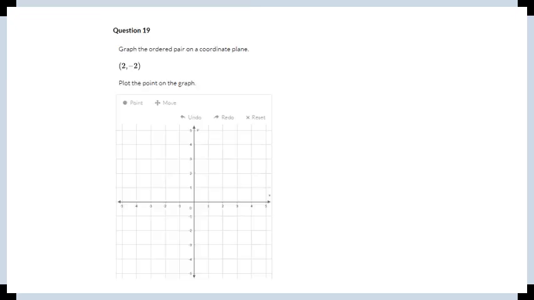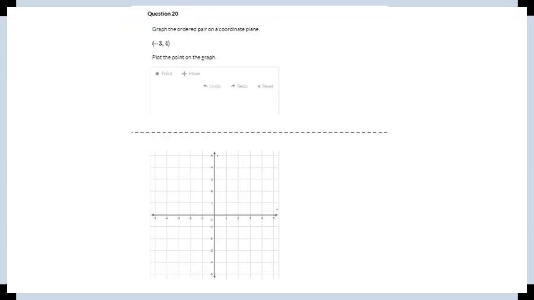Okay, 2, -2. We'll have to go to the right. Okay, I have to go to the right 2 and then down 1, 2. Whoops, sorry guys. Let's try that again. My pen stuck just a little bit. So 2, -2 would be right there.